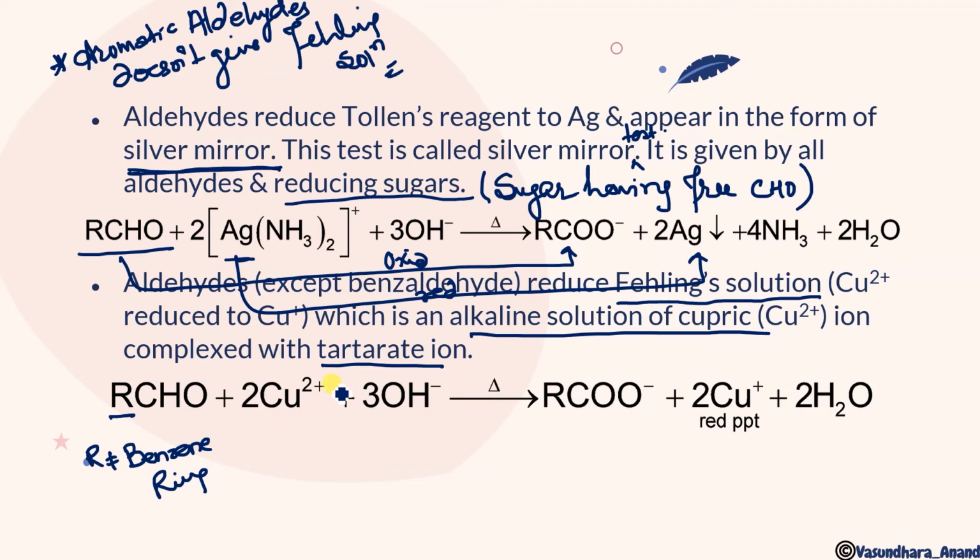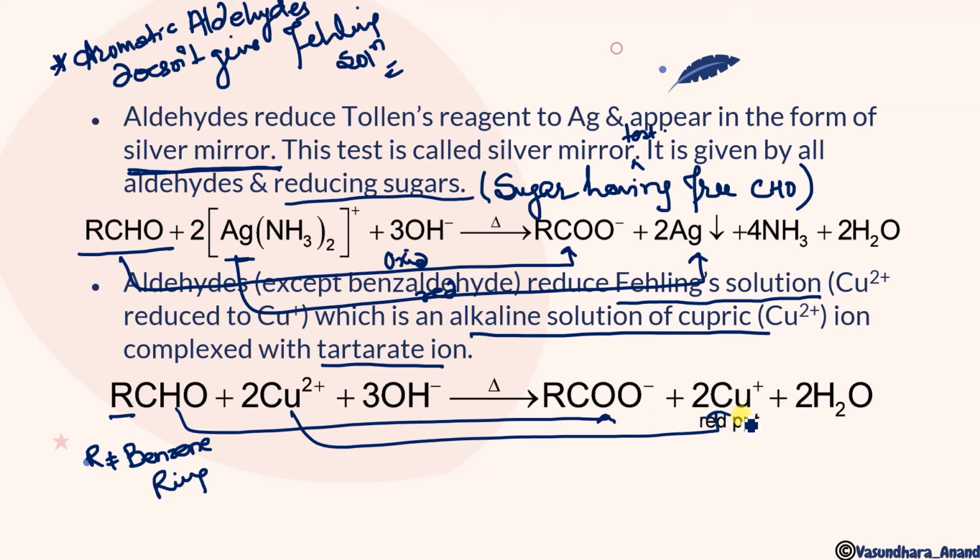Then this is copper +2 salt, alkaline copper sulfate solution we take, and when we heat, the aldehyde will undergo oxidation to form acid, and the copper will undergo reduction to form a red precipitate. Whenever we heat this solution, it converts from blue to green and then finally to red. Copper sulfate solution is blue in color. When we start heating, water molecules evaporate and it first converts to green, and when the reaction is completed, it gives the red precipitate.